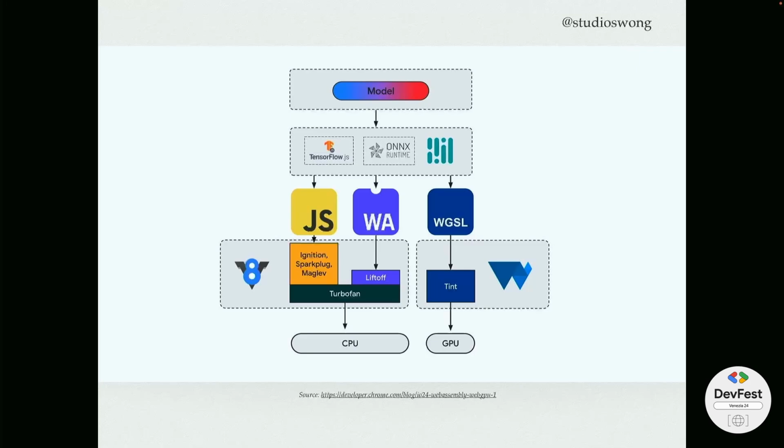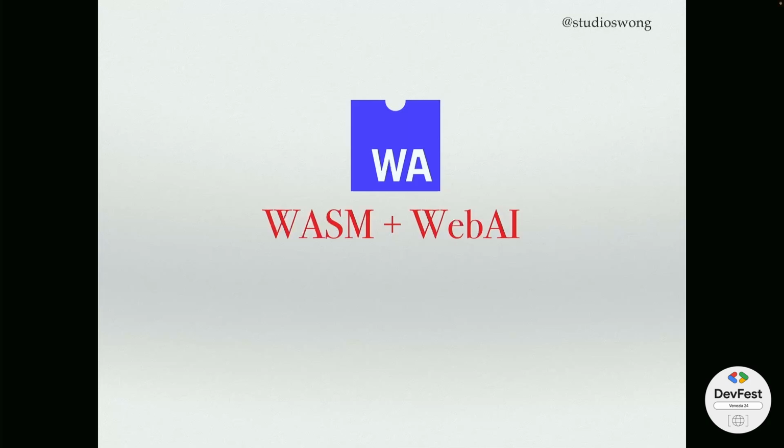So that's where these web APIs, for example WebAssembly, WebGPU, or WebNN, come in. These are the APIs that these runtimes will make use of to access your underlying hardware. With Wasm, you can access your CPU through JavaScript, or you can access your GPU through WebGPU. I'm going to do a deep dive into both technologies in the next part of my presentation.